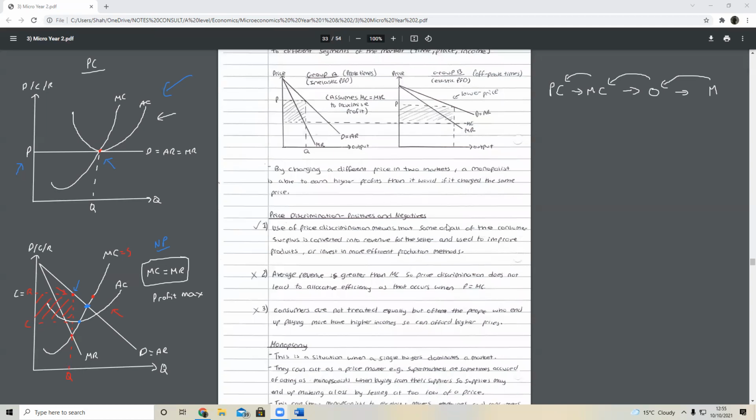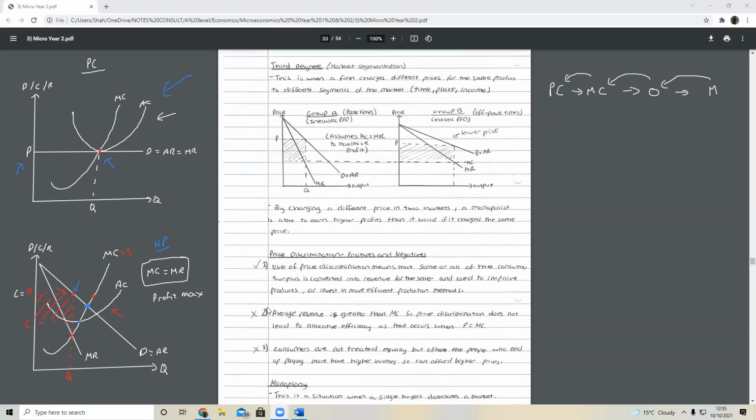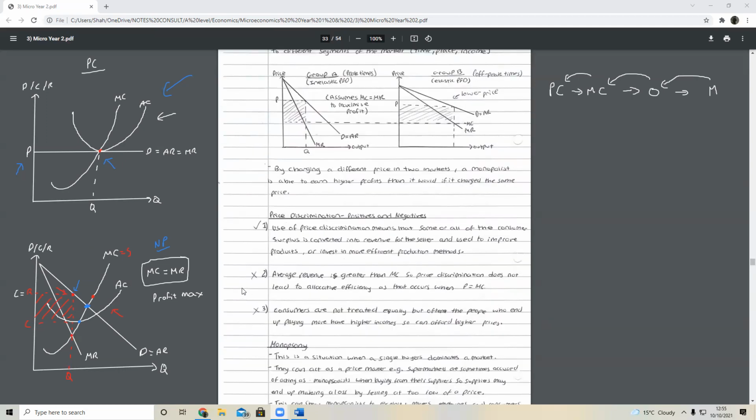Price discrimination, positives and negatives. So the use of price discrimination means that some or all of the consumer surplus is converted into revenue for the seller and used to improve products or invest in more efficient production methods. So in one sense, you can say that price discrimination is pretty good. But is price discrimination good for the consumer? What do you think?